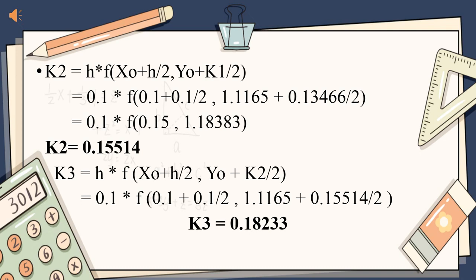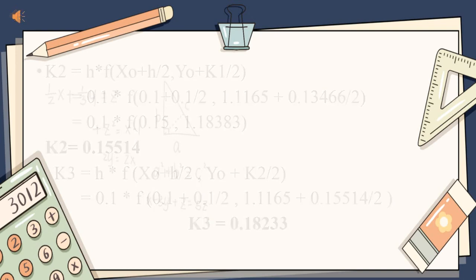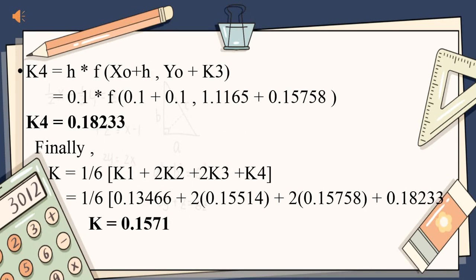Again we use the same formula, method and steps for calculations to find the value of k3. And lastly for k4 we use the formula h into function of x0 plus h and y0 plus k3. We substitute the values of x0, y0, h and k3 to get the value of k4, which is equal to 0.18233.